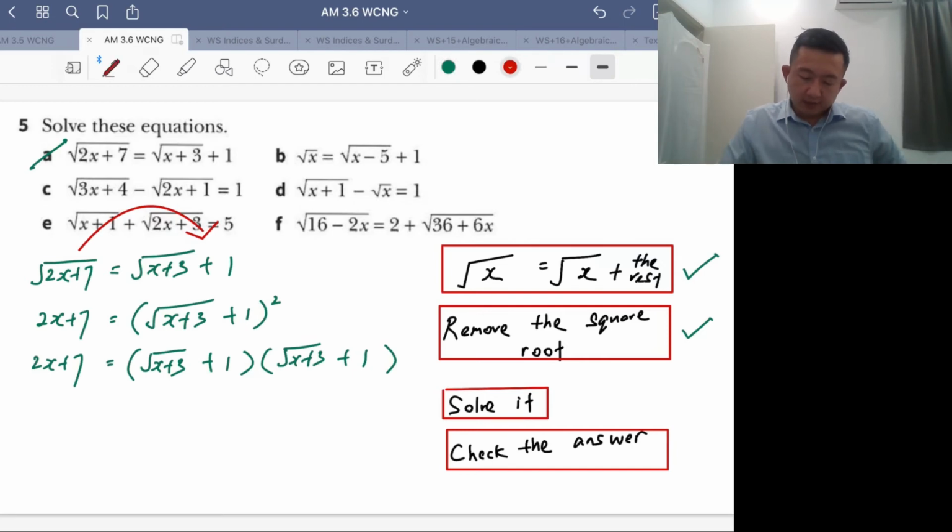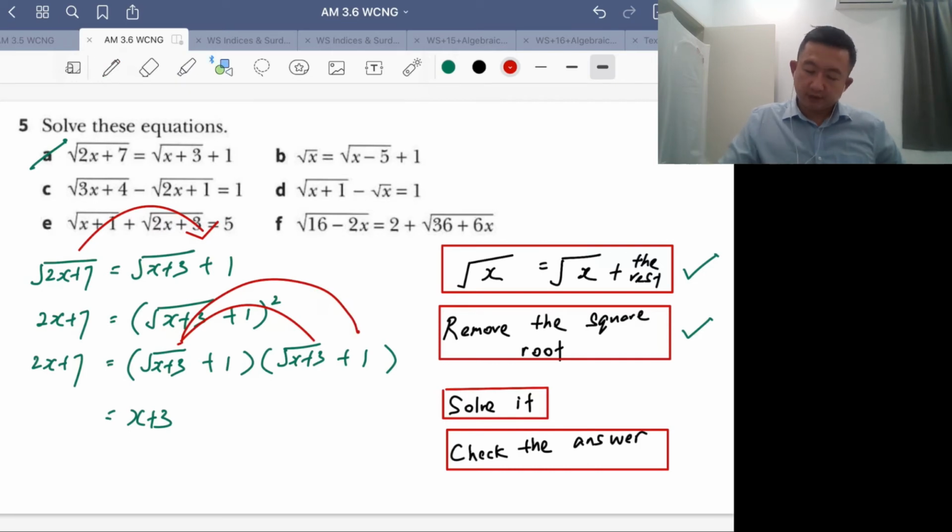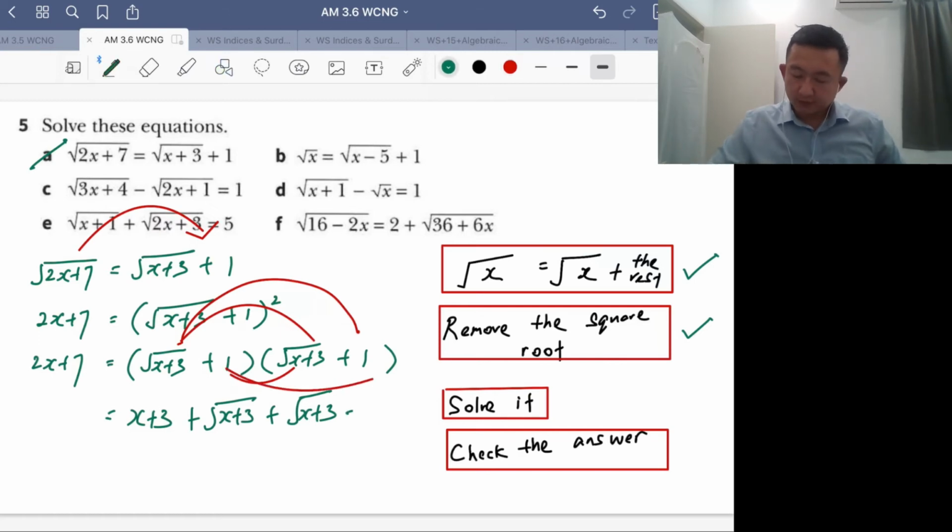Okay, here we are. This one, same thing. Root x plus 3 times root x plus 3, so just x plus 3. Root x plus 3 times 1. Okay, this is simple. So root x plus 3, same thing, root x plus 3, and the last one, 1. So you have 1. 2x plus 7. Now you simplify it.